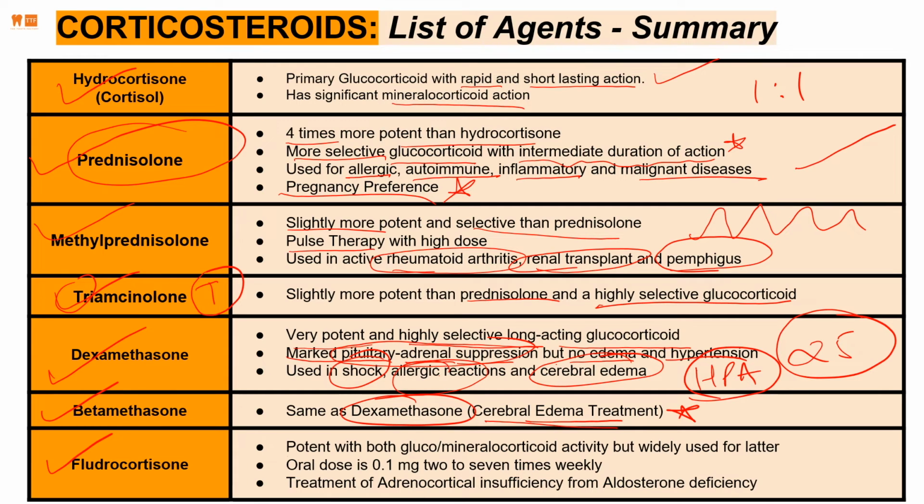Fludrocortisone, potent with both glucocorticoid and mineralocorticoid activity, but widely used for the latter. Oral dose 0.1 milligrams, 2 to 7 times per week, depending on the need. Treatment of adrenocortical insufficiency just because of aldosterone loss. So it's a replacement of aldosterone. Okay.